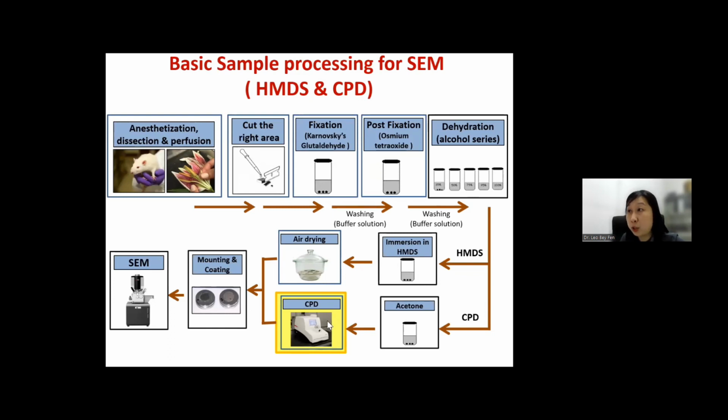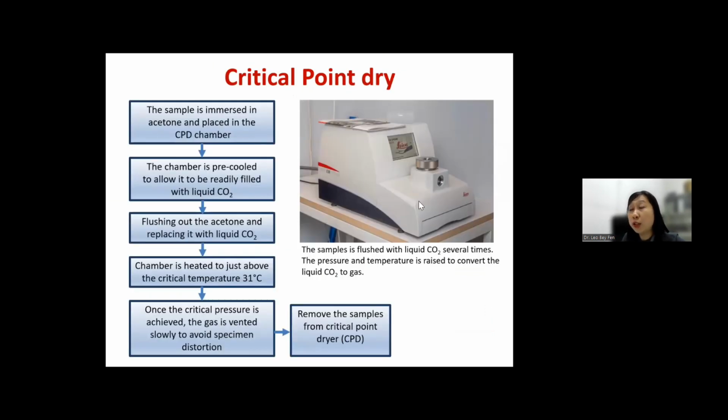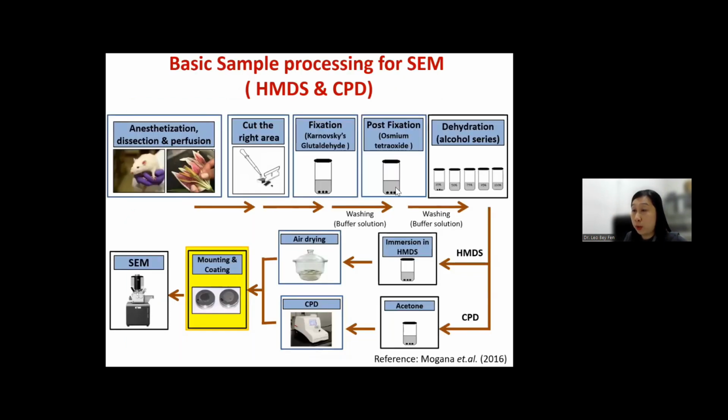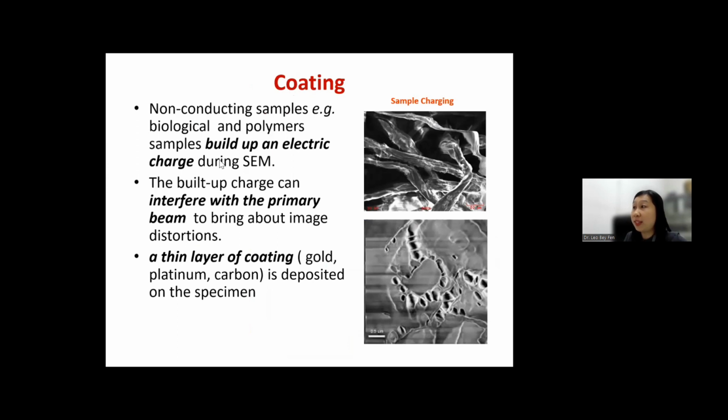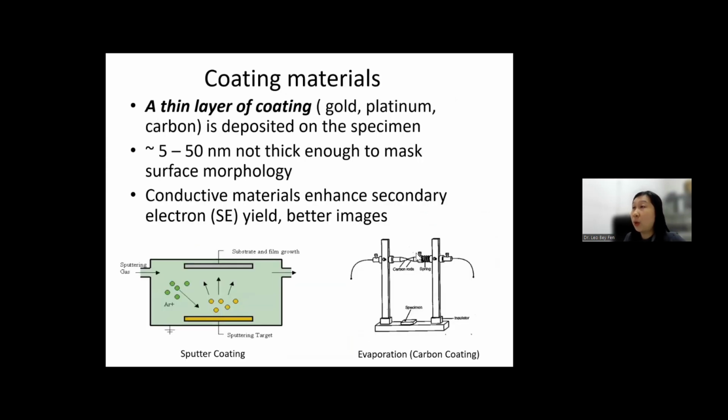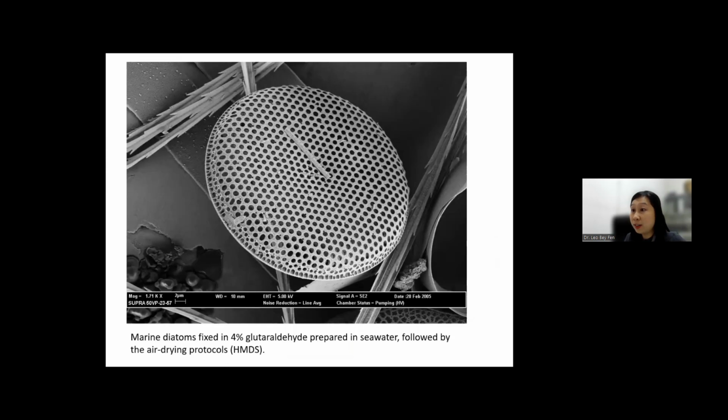This is the critical point dryer available in our lab. First, we put the sample in acetone, then pre-cool it using liquid carbon dioxide, and then we flush out the samples. After that, we remove the sample from the CPD, and it is ready for viewing. For the mounting, it is very important that we coat it with gold or platinum so that we avoid sample charging. All these are examples of coating materials.